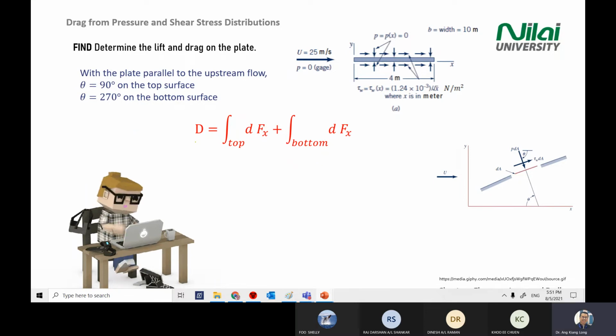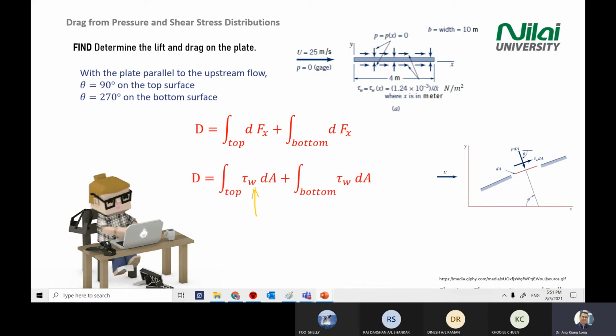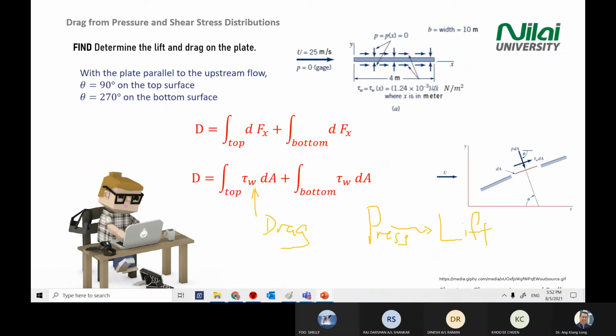Drag, you do the same. Integration of top and bottom, the force also. However, this time we will use wall shear stress. Wall shear stress will contribute to drag. Pressure contributes to lift. Okay, pressure contributes to lift. Wall shear stress contributes to drag.